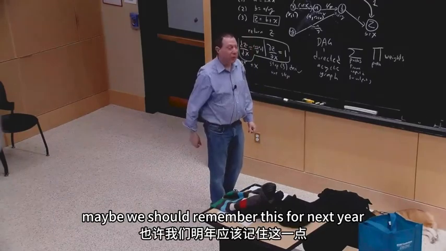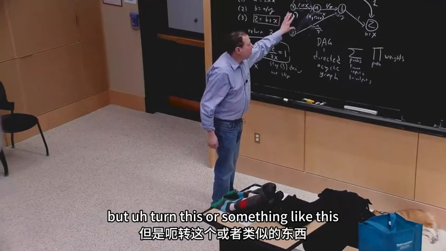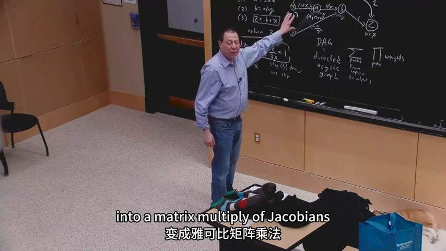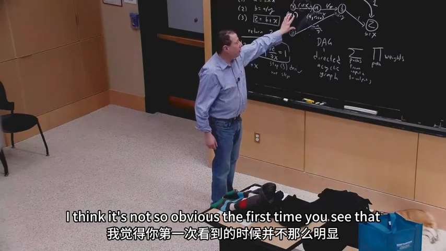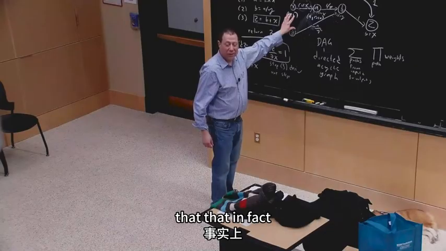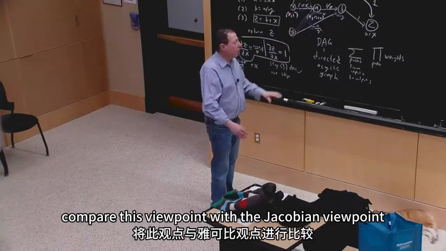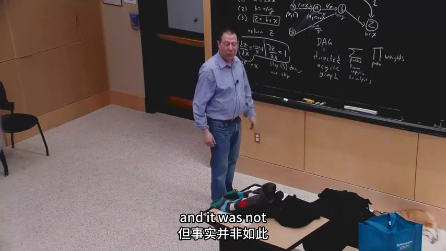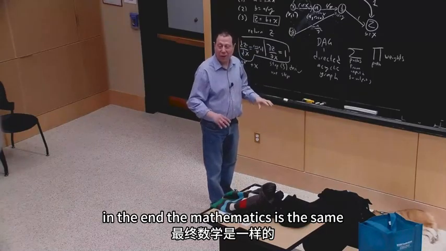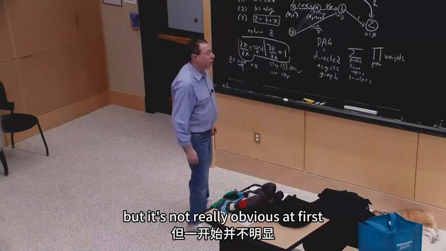Maybe we should remember this for next year. But turn this or something like this into a matrix multiply of Jacobians, and see what that looks like. I think it's not so obvious the first time you see that. In fact, I remember being a little bit confused because I was trying to compare this viewpoint with the Jacobian viewpoint. In the end, the mathematics is the same, but it's not really obvious at first.